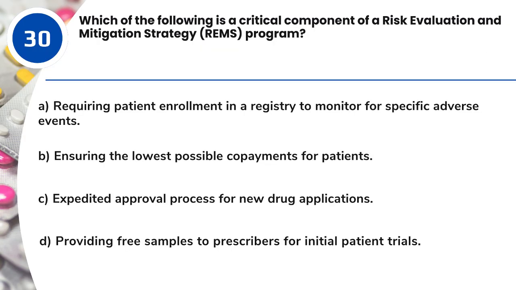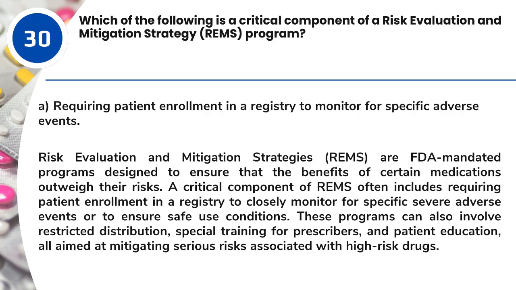Question 30. Which of the following is a critical component of a risk evaluation and mitigation strategy (REMS) program? A. Requiring patient enrollment in a registry to monitor for specific adverse events. B. Ensuring the lowest possible copayments for patients. C. Expedited approval process for new drug applications. D. Providing free samples to prescribers for initial patient trials. Answer: A. Requiring patient enrollment in a registry to monitor for specific adverse events.